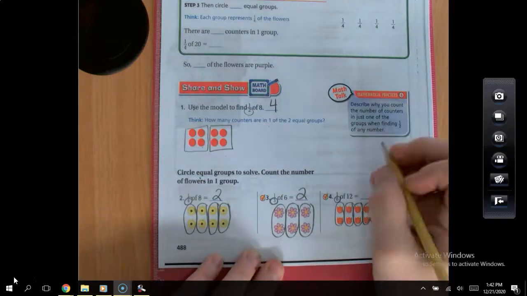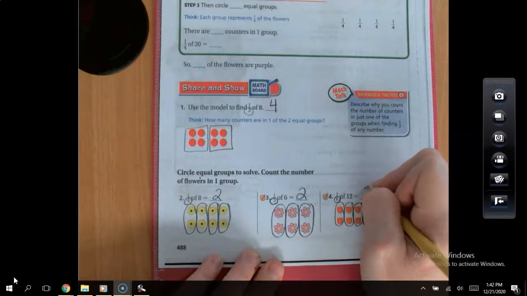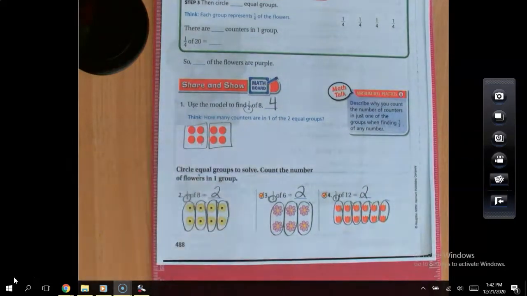Okay, so how many do I have in each group? 2. So 1/6 of 12 equals 2. Getting the hang of it?